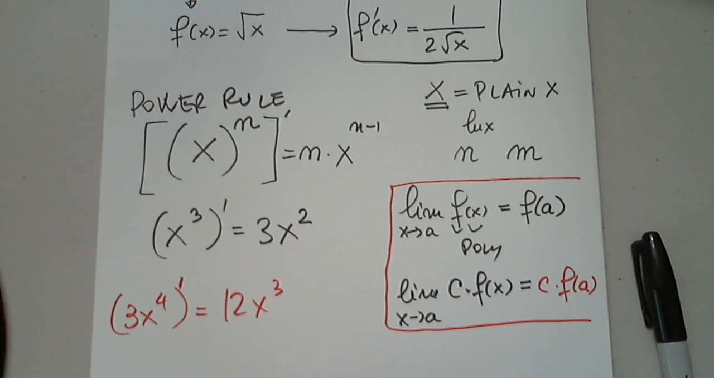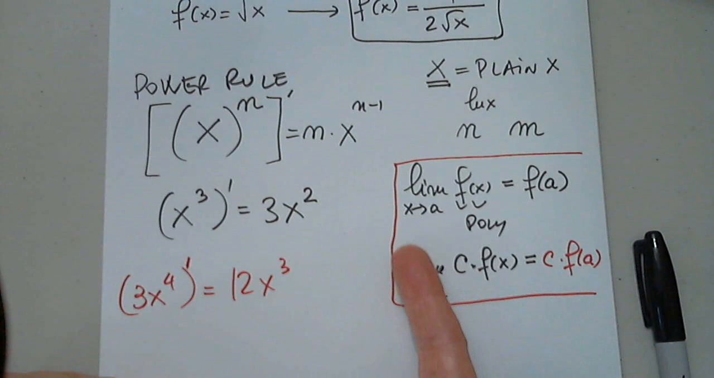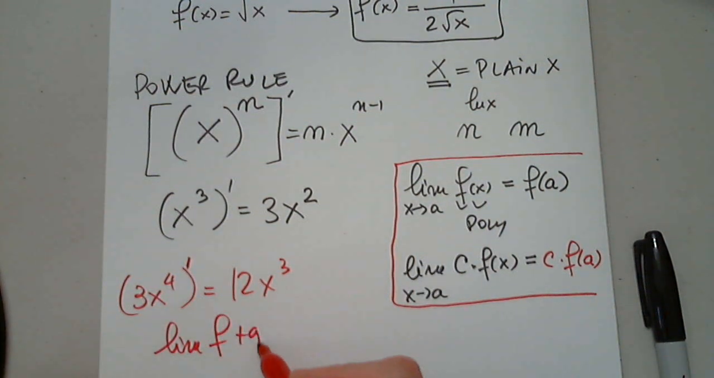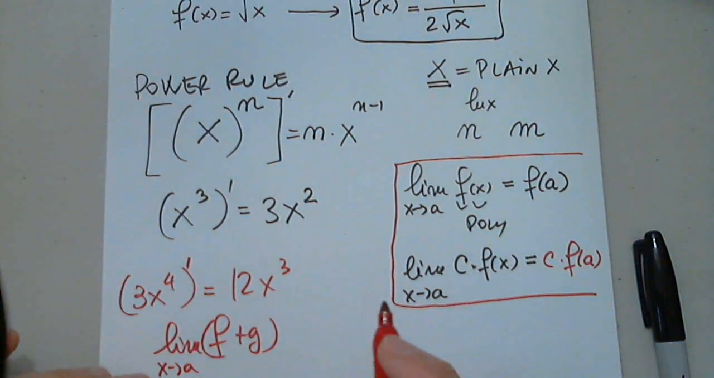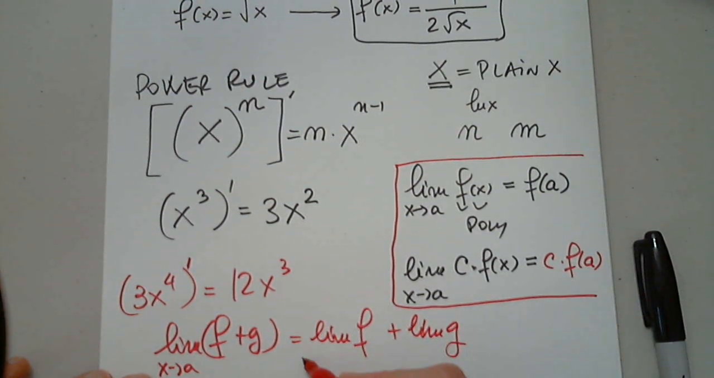And of course, the other rules would be the same idea. Remember, we had the limit of a function plus another function as x approaches a. This is not the distributive law, but this is exactly the same with the limit of f plus the limit of g as x approaches a. Under certain conditions, what were the conditions in which I was allowed to do this?